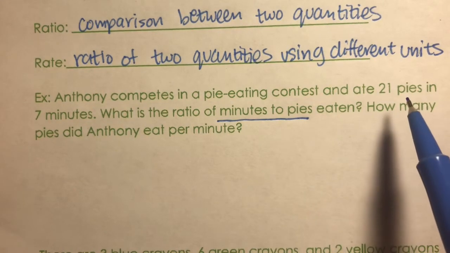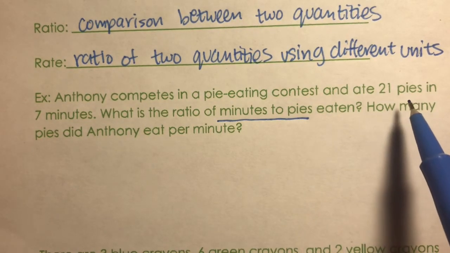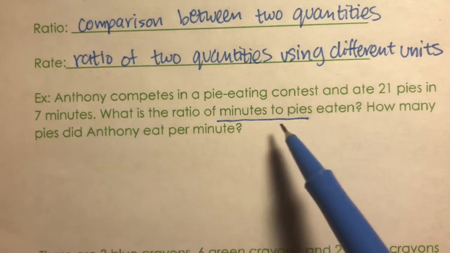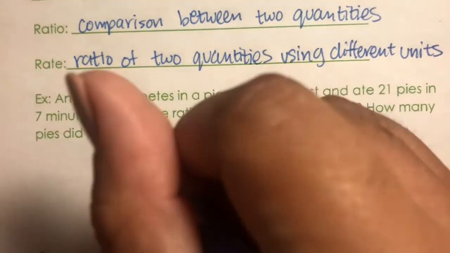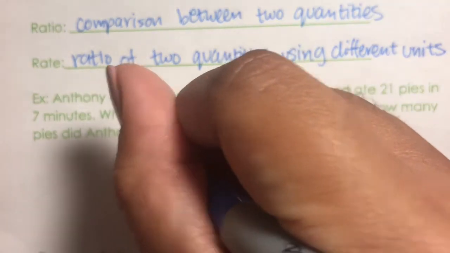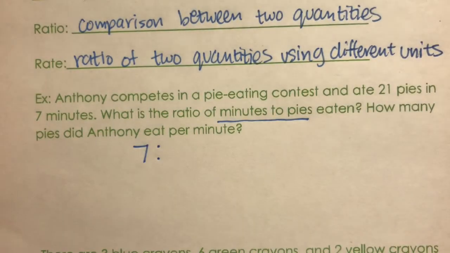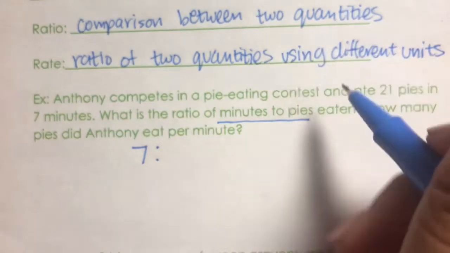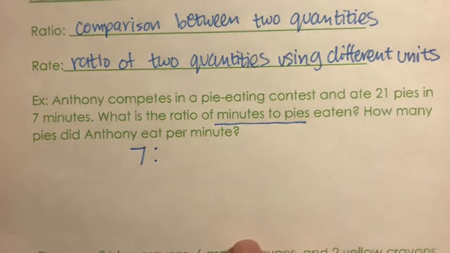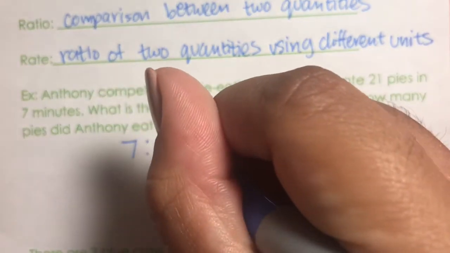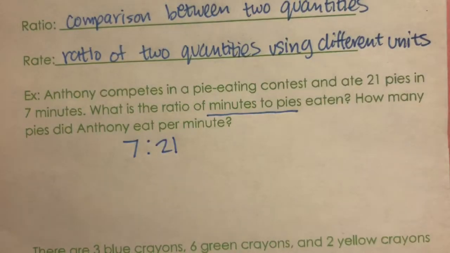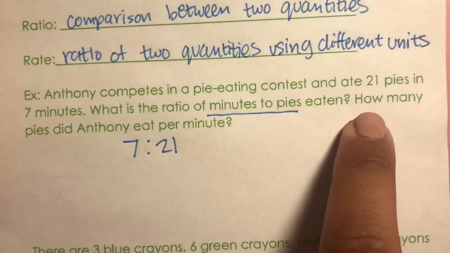So, they already tell us Anthony ate 21 pies in 7 minutes. So minutes to pies, we have to write the minutes first. And all ratios are written out like this. So 7 with the colon sign. So minutes to pies, so how many pies did he eat in those 7 minutes? We know that he ate 21. So it's 7 to 21. That's our ratio.